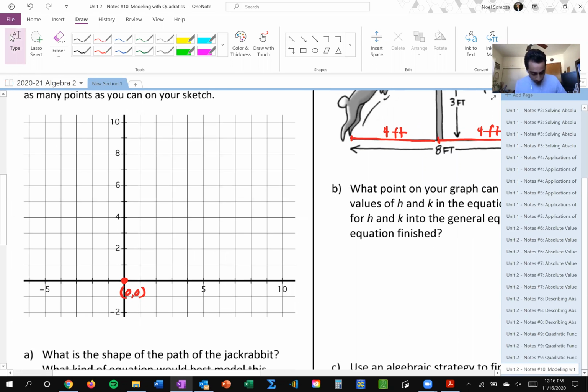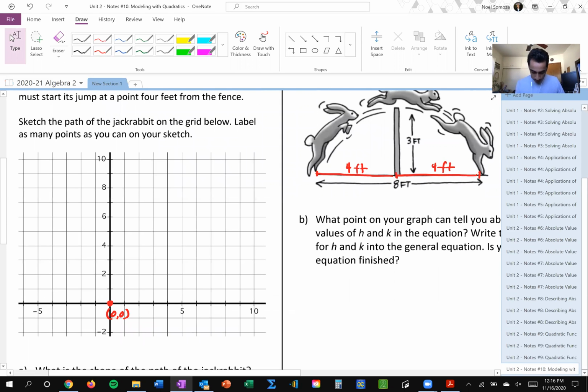All right, now if you jumped from 0, 0, where would you land? I wouldn't land at 4, 0 because the total distance that the bunny travels across is 8. So you'd want to be at 8, 0, exactly. So this would be 8 right here. You can see how the 2 points are basically your x-intercepts. Isn't that cool?